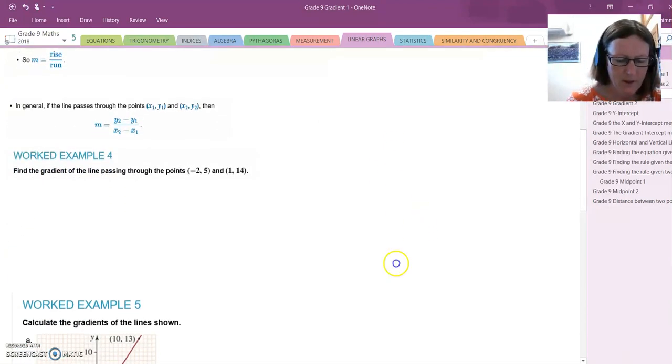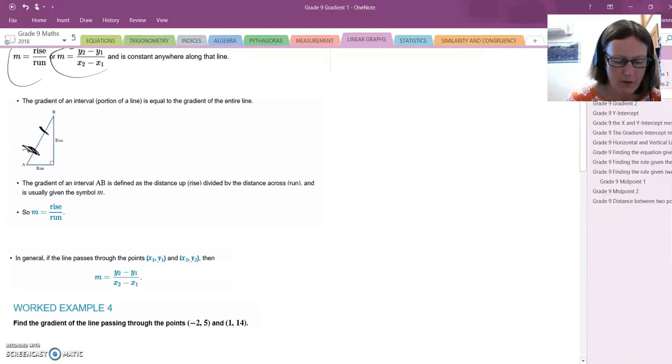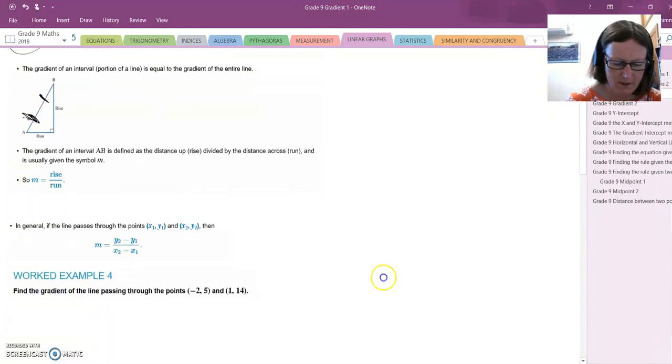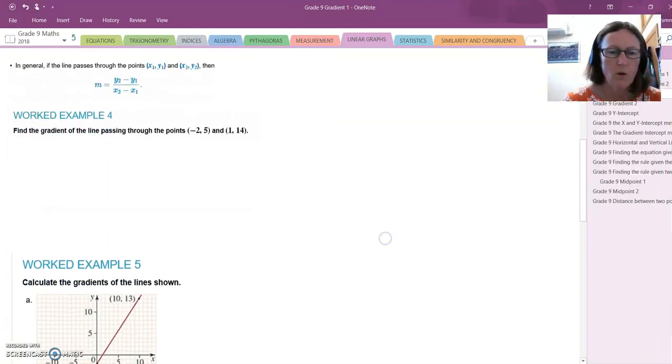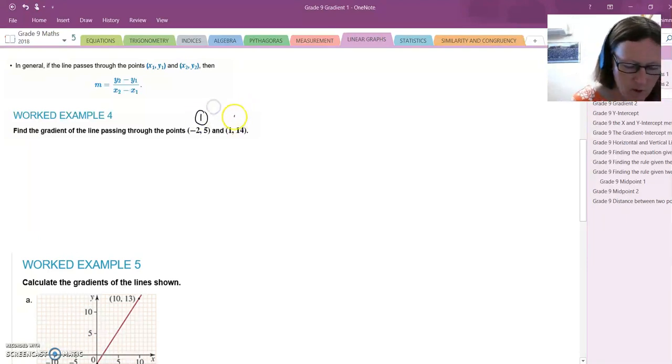Okay, so let's look at this formula that we're introducing this year, m equals y2 minus y1 over x2 minus x1. If I've got 2 points and I'm asked to find the gradient between them, I don't have to take the time to plot them onto a Cartesian plane and then work out the rise and the run from that. I can use this formula. With this formula, I'm going to call this point, point 1, and this point, point 2. It actually doesn't matter if you call it the other way around.